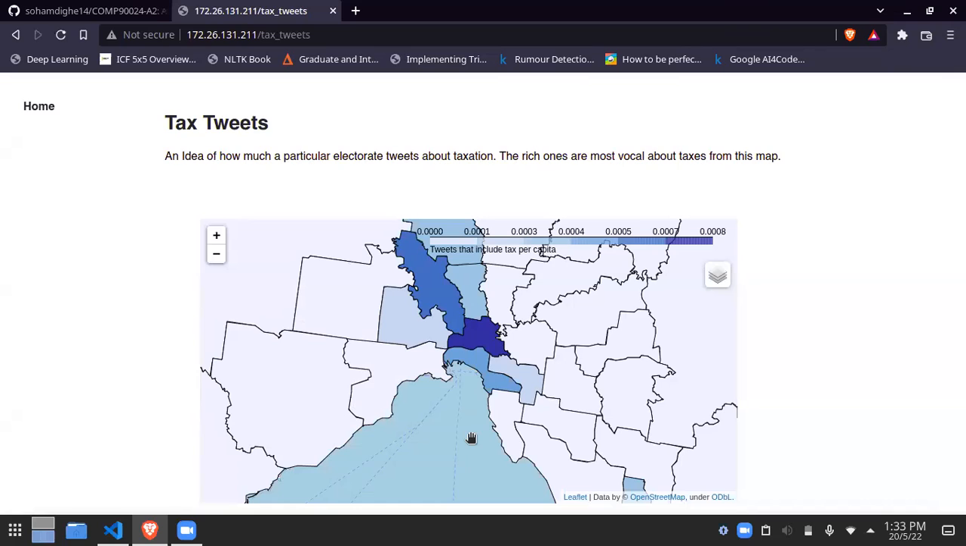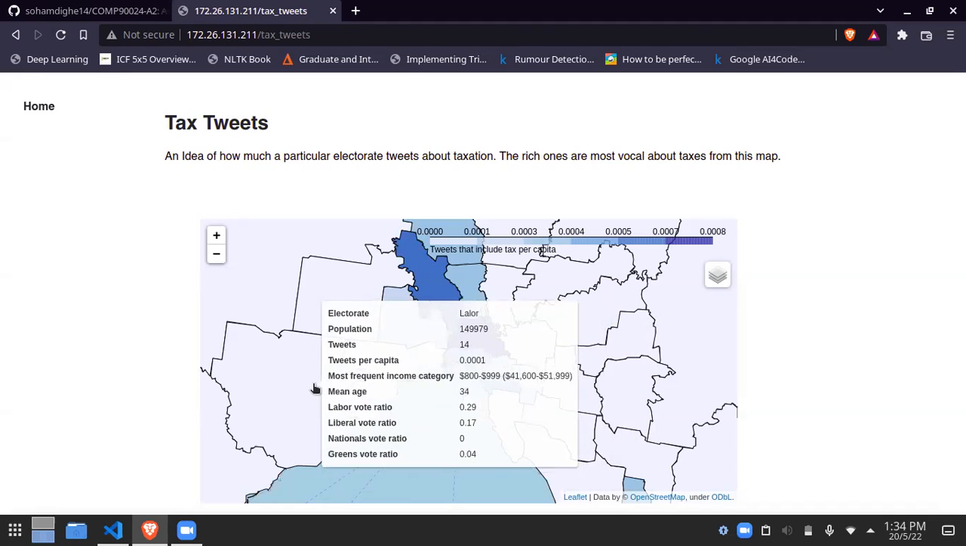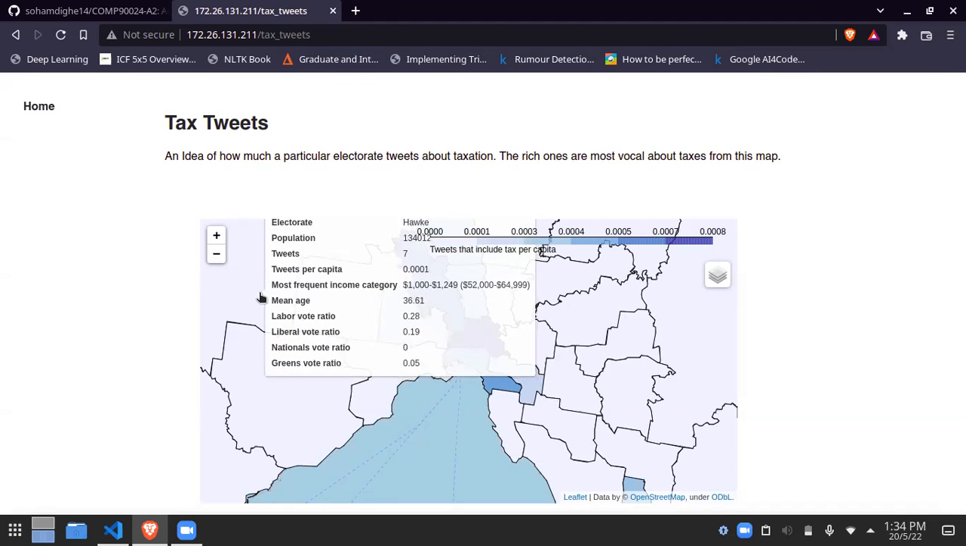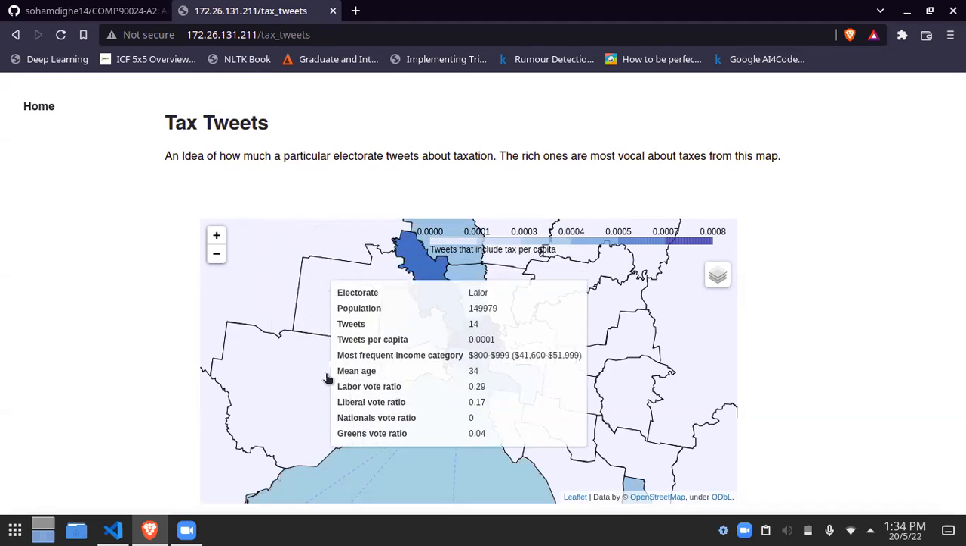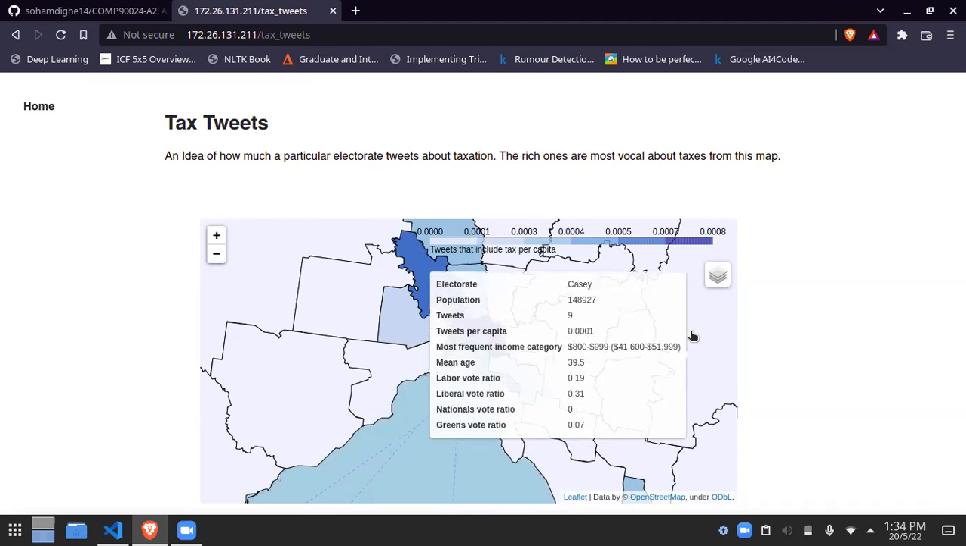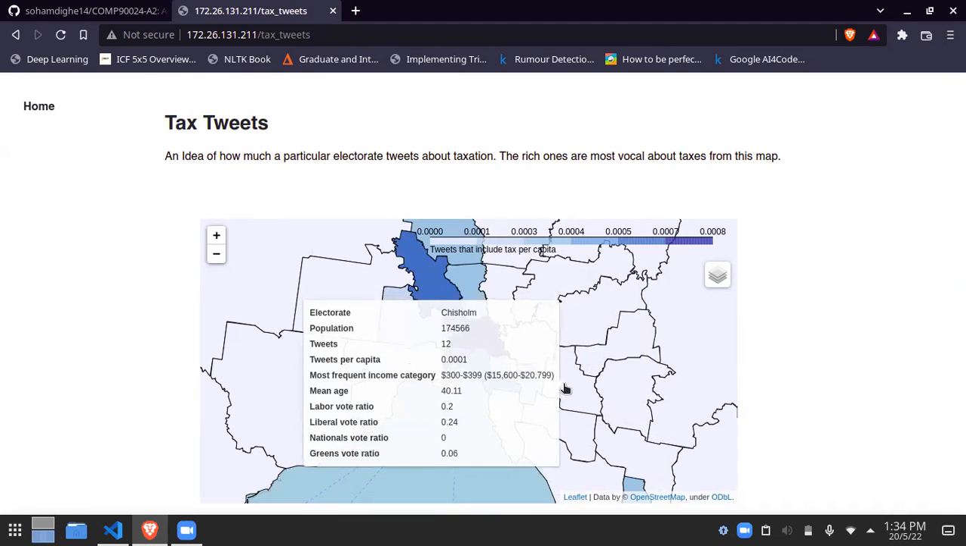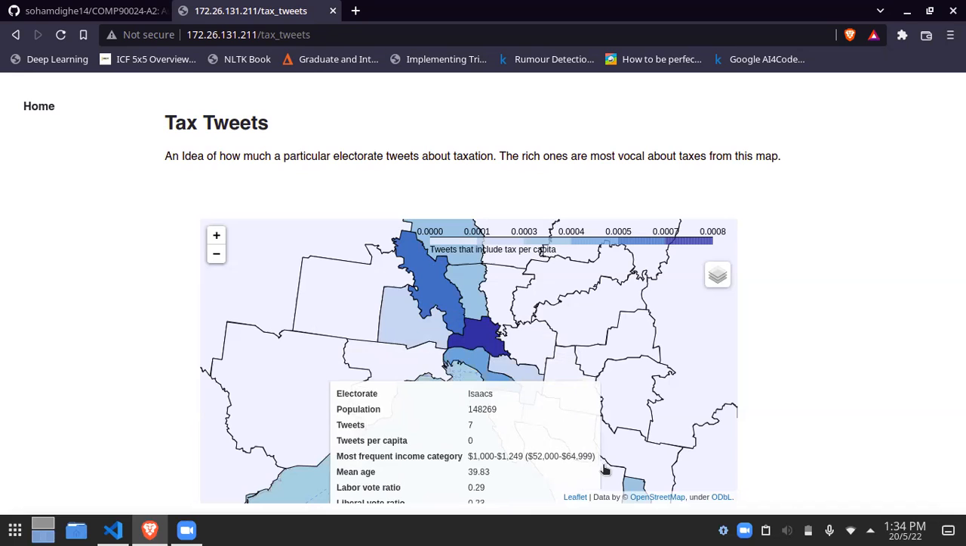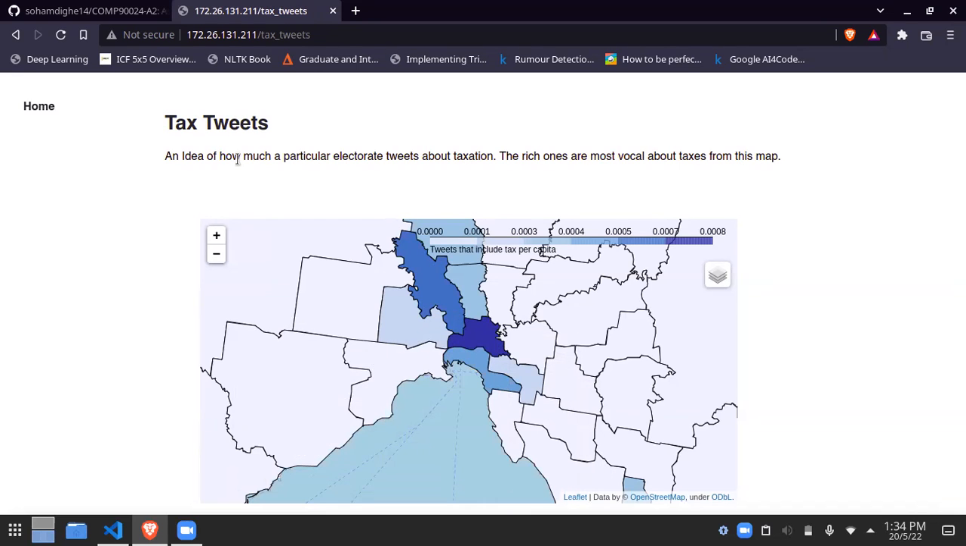because tax makes a huge part of their income, probably. And the rest of the electorates seem to be pretty chill on it because they don't really have that many issues. The cost of living is low. This map actually correlates very well with the knowledge we already have, so we would be accepting of this.